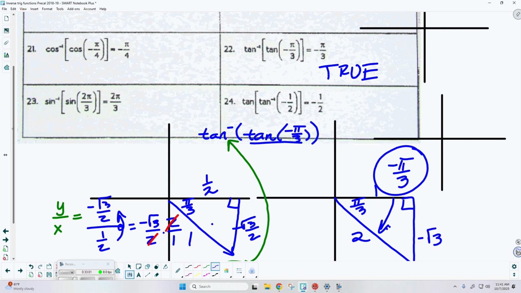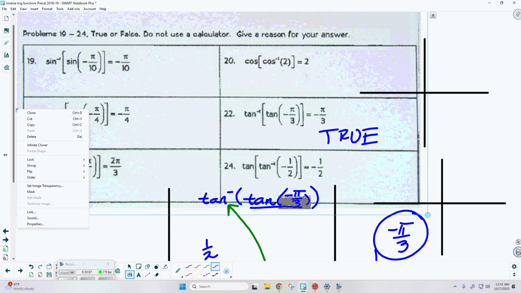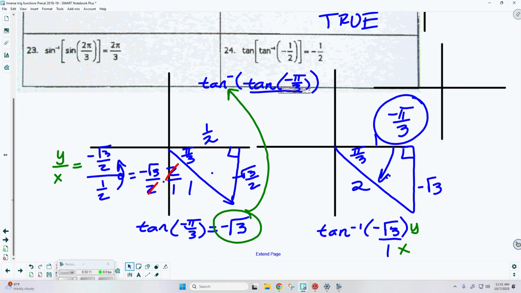Now, the one thing about these problems here, it says give a reason for your answer. Well, I think the reason, that's your work. That's your justification right there. Okay. All right. Great. Fantastic. How are we doing?